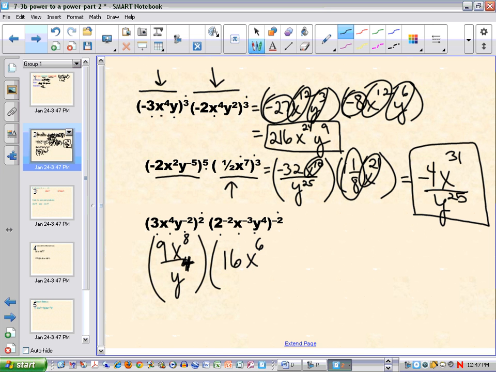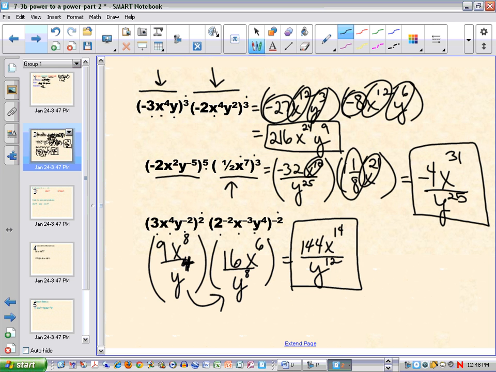Y to the 4th to the negative 2nd would be y to the negative 8. We know where that goes, down there because of the negative exponent. So we multiply straight across with fractions. So 9 times 16, 144. X to the 8th times x to the 6th, keep the same base, add the exponents. Then we have y to the 4th times y to the 8th. Keep the same base, add the exponents.